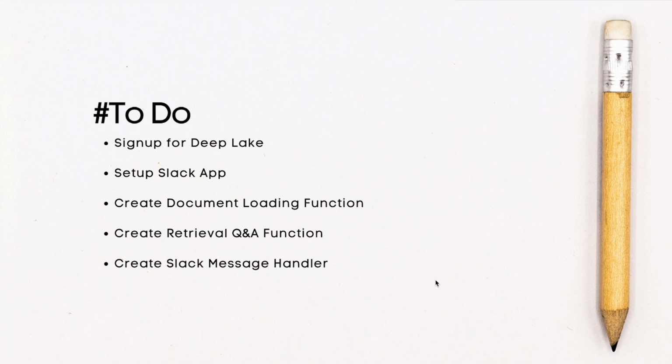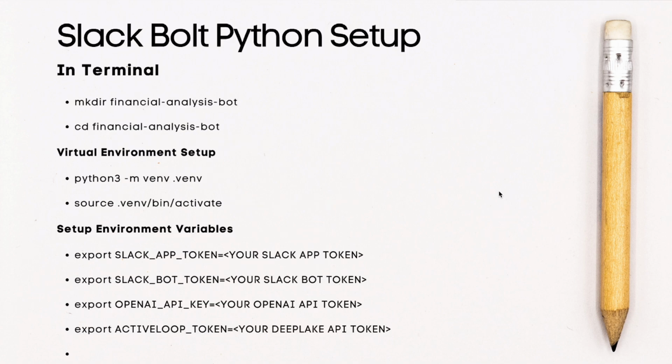This function essentially will take a list of PDF documents, which are our financial reports, and load them up into DeepLake. Then we're going to create a retrieval Q&A function, which would allow us to query DeepLake to return the right responses and answers to our questions. And finally, we're going to create a Slack message handler, which is going to allow us to do that through Slack.